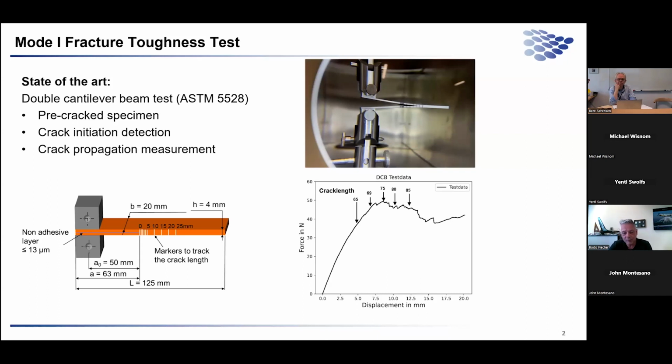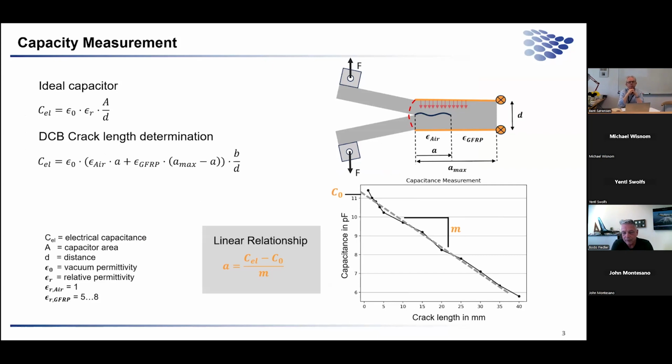We have already seen how it is usually done, and there are several methods for the evaluation of the test. The very traditional one is to have marks and measure the crack length optically, just by observation or by video. There are several methods. However, I have to make it very brief.